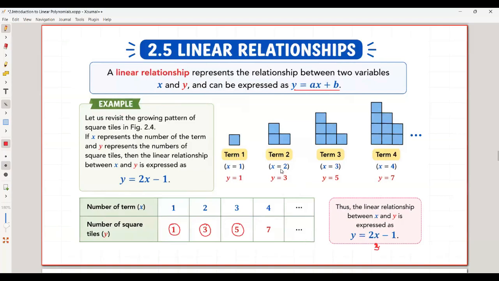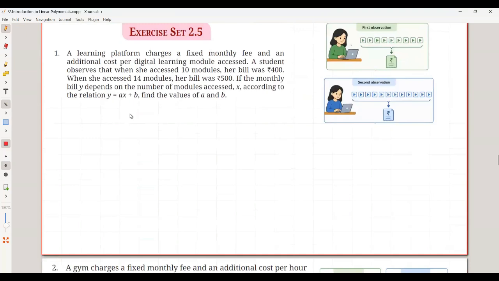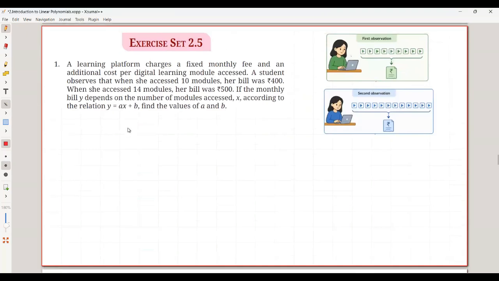A linear relationship between two variables can be expressed as y is equal to ax plus b, where x and y are variables. Based on this, we are moving on to today's examples. Exercise 2.5, question number 1.